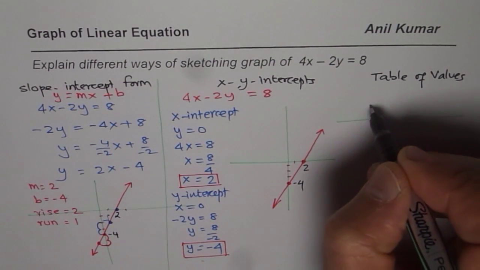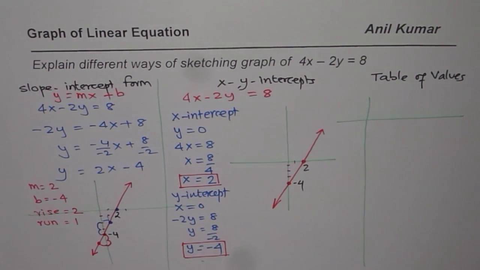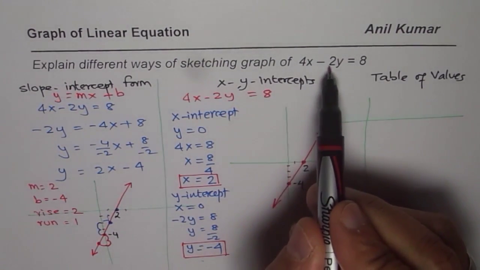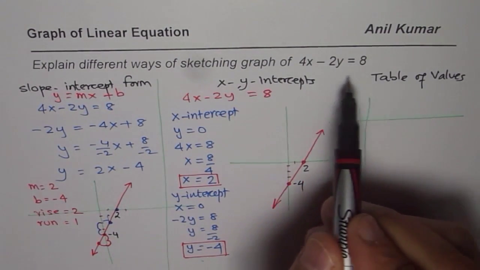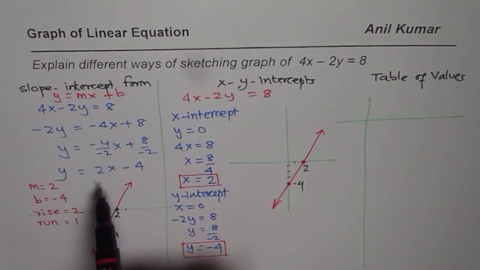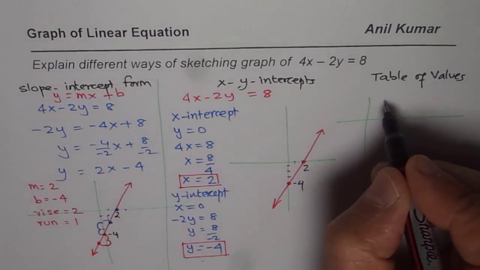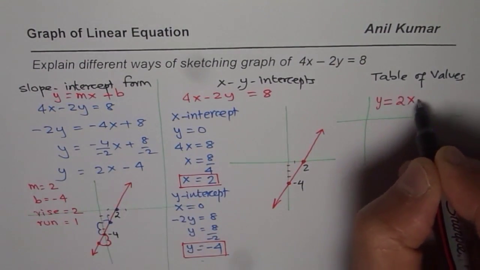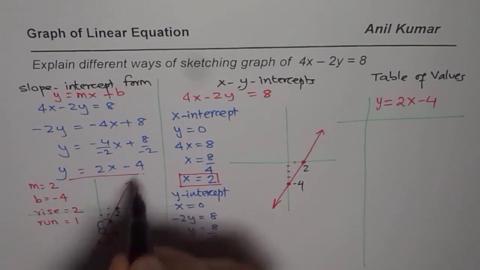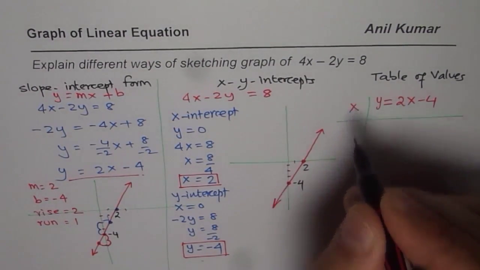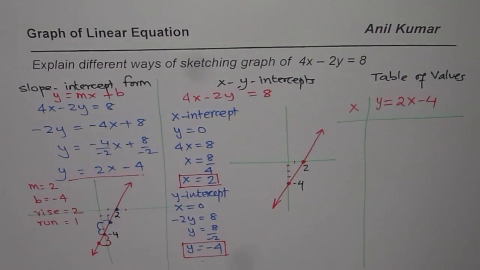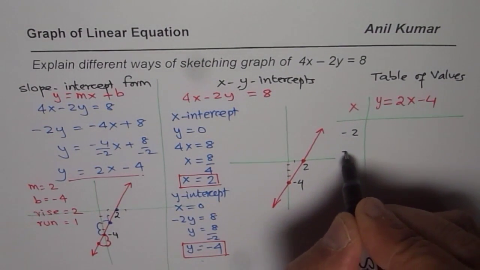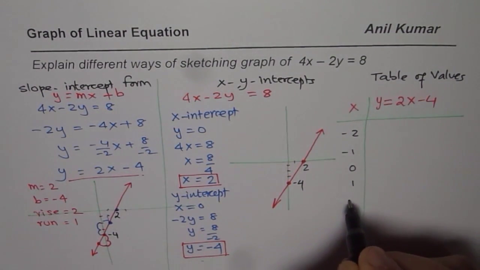Now let's do the last method, which is the table of values. What we will do here is calculate and write down all the values. Now 4x minus 2y equals 8. We can write this equation in the form y equals. So I'll use this equation, y equals 2x minus 4. It's the same equation, written in this form, and we'll take some x values. So in this case we should take values like minus 2, minus 1, 0, 1 and 2, right?